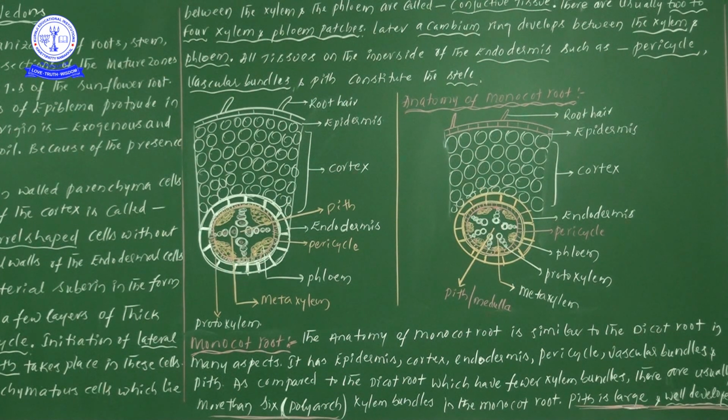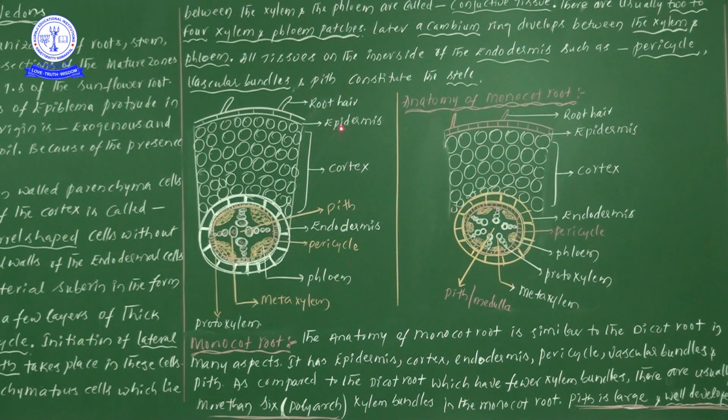So in the diagrammatical explanation, the root hairs are present. These root hairs originate from the epidermis and help in absorption of water and minerals, and the origin is exogenous. Next, the epidermis is the outermost protecting layer and definitely gives protection. That point we need not discuss, we know very well.